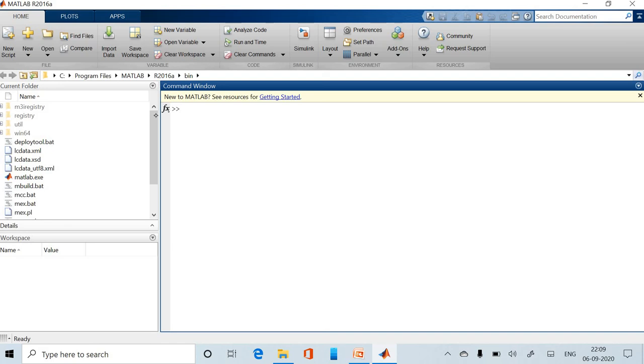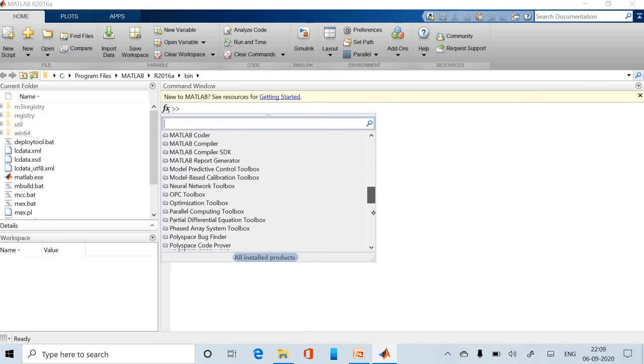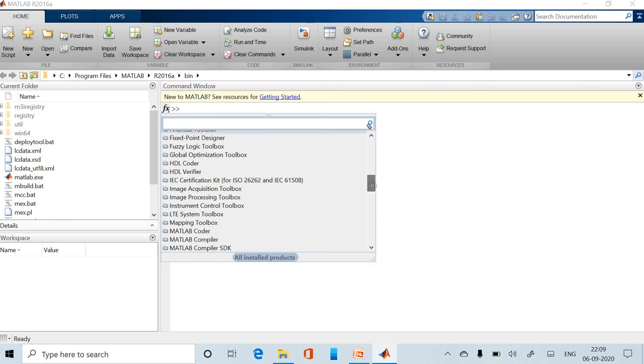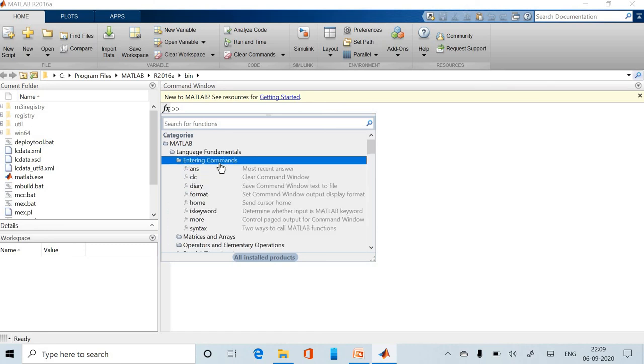So now you are noticing this is the function fx. The second step was to notice where the function fx is. Now when you click on this function fx, you are noticing there are so many libraries. It's not possible to discuss all of them. Let's take an example, language fundamentals, entering commands. You are seeing many functions which are used.